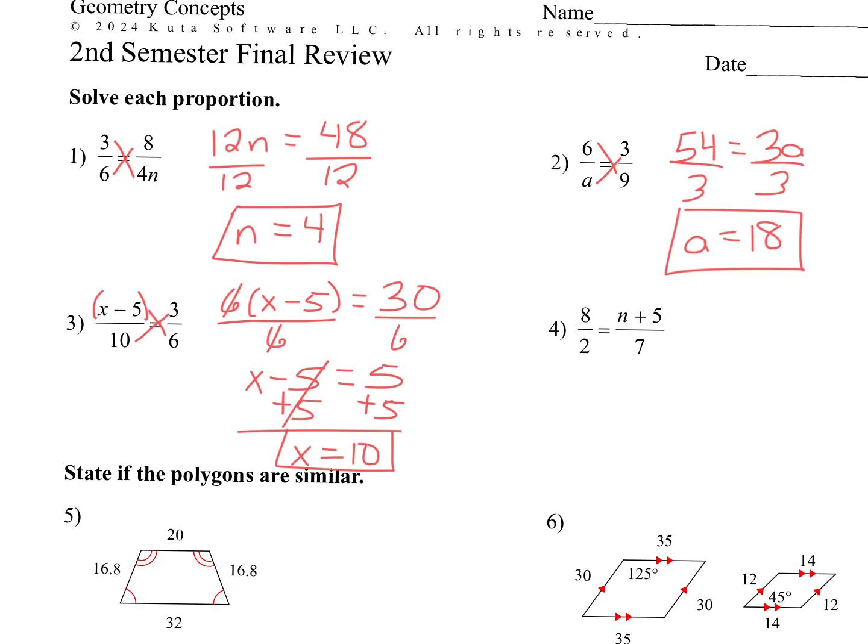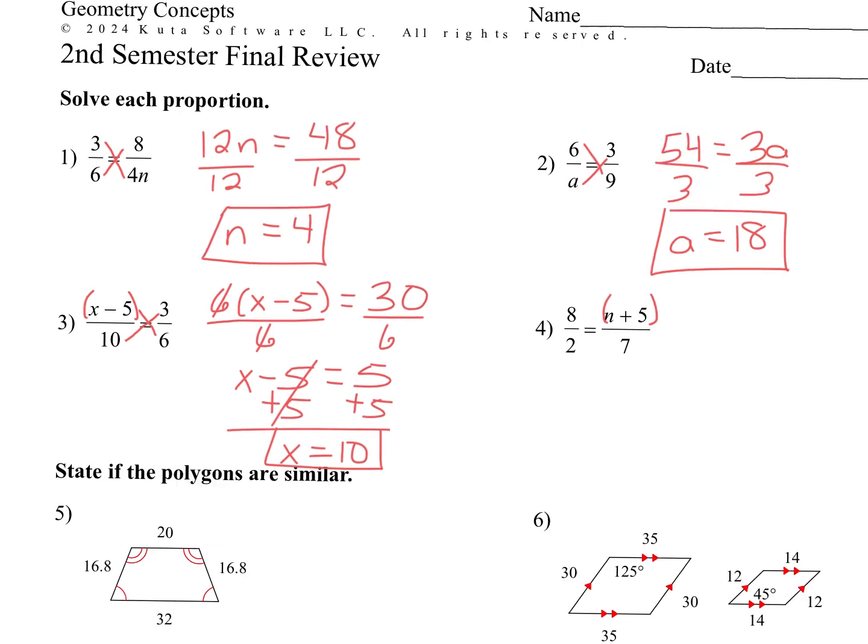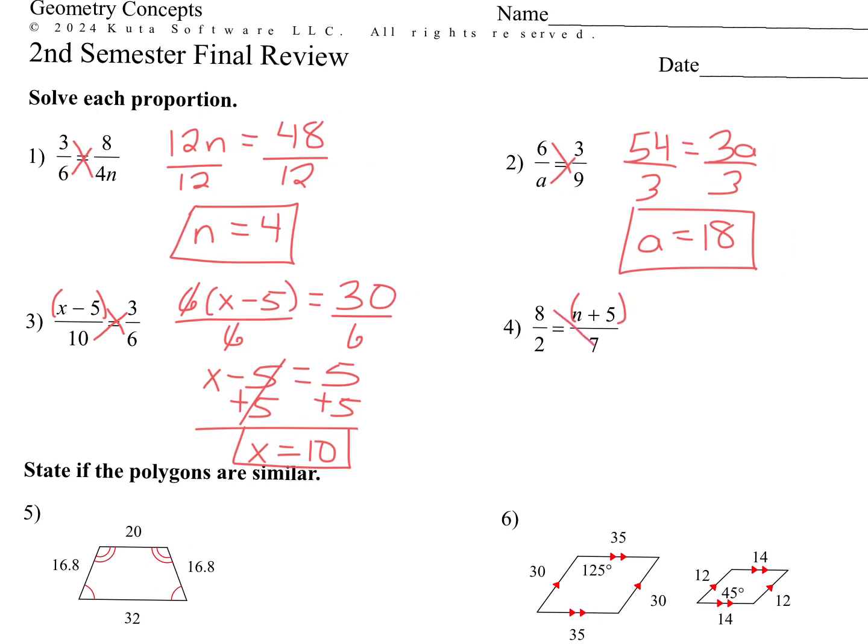So when you have a binomial, you have to treat it as one thing. Okay? So looking at number 4, what's the first thing I need to do? So that I can remember. Mark it with parentheses. Okay? And then you're going to do the same thing, cross multiplying. So I have 8 times 7. That's 56. 56 equals, and then I have 2 times that whole quantity, n plus 5. So I have 2 times n plus 5.